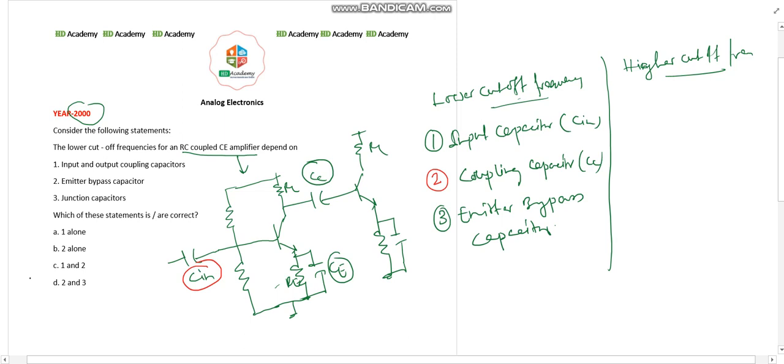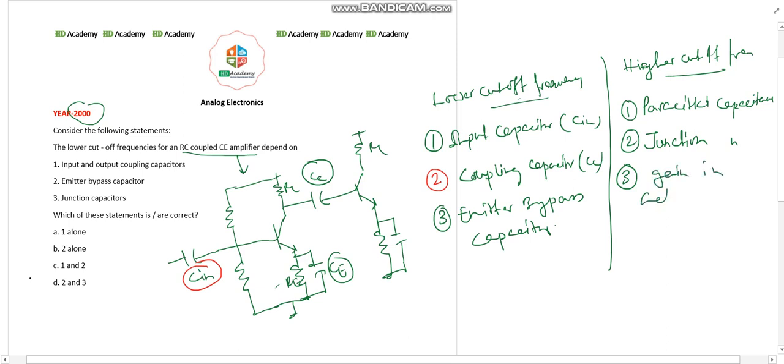Now the higher cutoff frequency depends on first, parasitic capacitance, second, junction capacitance, and third, gain in active region. Okay, so the higher cutoff frequency depends on these three parameters: parasitic capacitance, junction capacitance, and gain in active region.